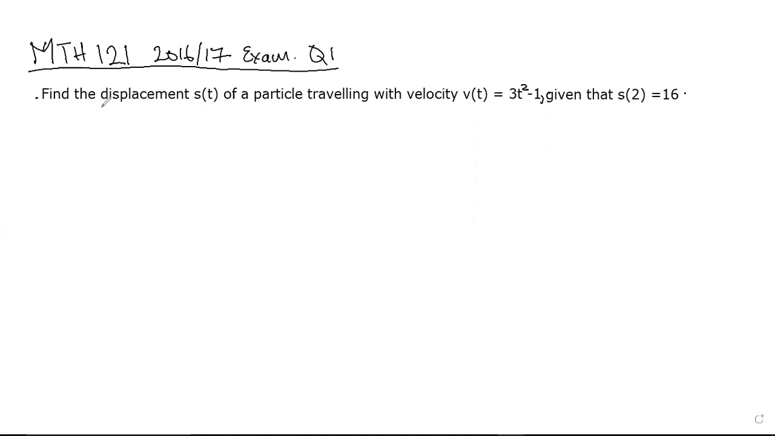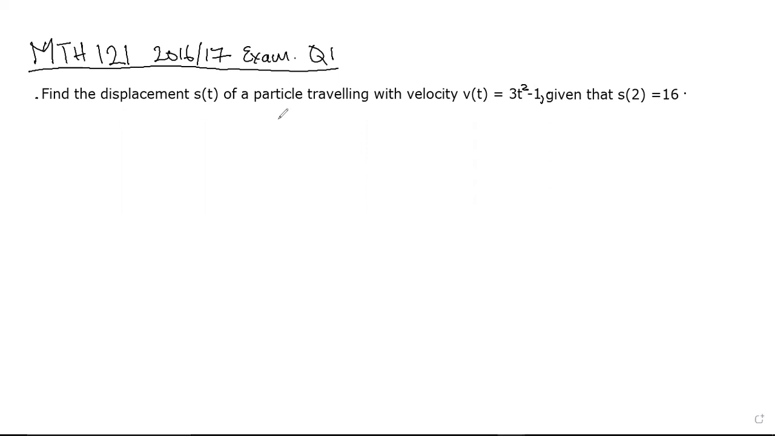To improve security that year, they had to produce the questions in types, but it is still the same exam. So this is my number 1 question, and I'm going to solve it right now. The question says, find the displacement s of t of a particle traveling with velocity v of t equals 3t squared minus 1, given that s of 2 equals 16.